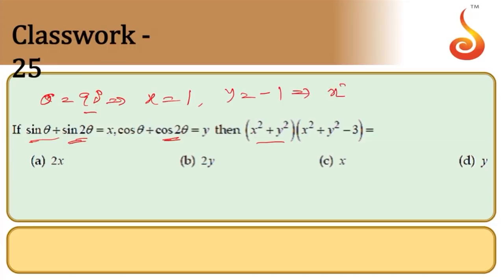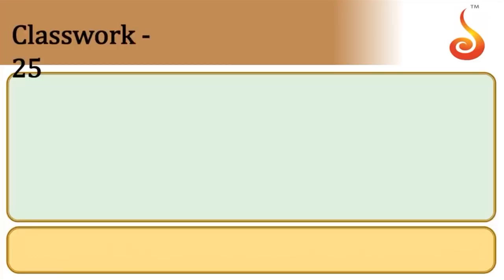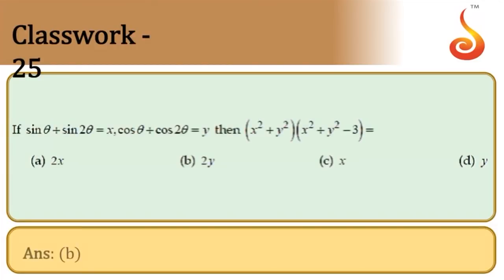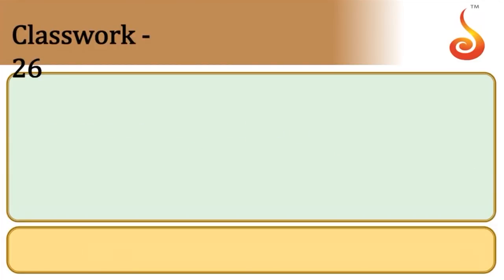So from here x squared plus y squared can be taken as 1 minus 1, 1 squared plus 1 squared is equal to 2. So this happens to be 2 multiplied by 2 minus 3, which is equal to minus 2. And that can be written as 2 multiplied by y, which satisfies the required answer here. So the answer is 2y.